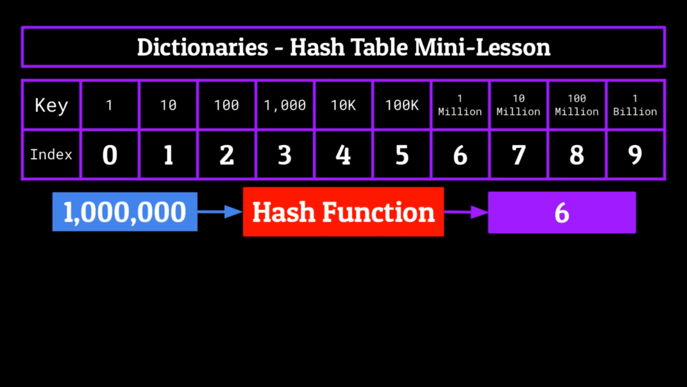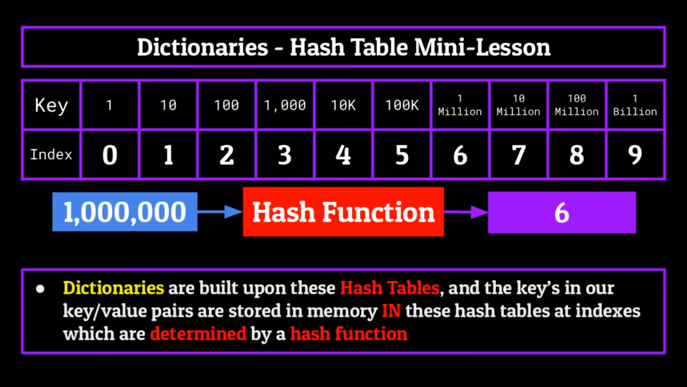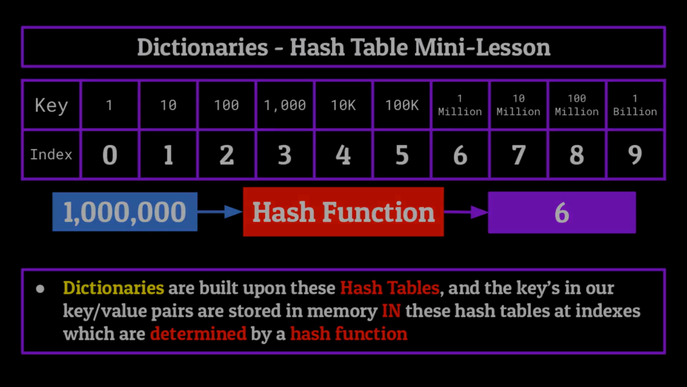All of this information may be pretty confusing. If you still aren't 100%, I would recommend watching this part over again. However, in layman's terms, and for this series, all I want you to be able to comprehend is that dictionaries are built upon these hash tables, and the keys in our key value pairs are stored in these hash tables at indexes which are determined by hash functions. And if you can understand that, you've got a pretty good base for understanding hash tables.